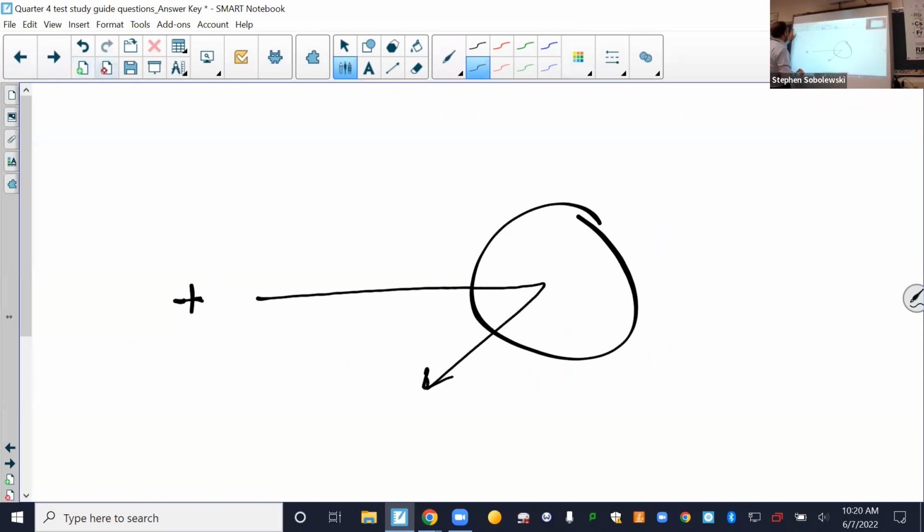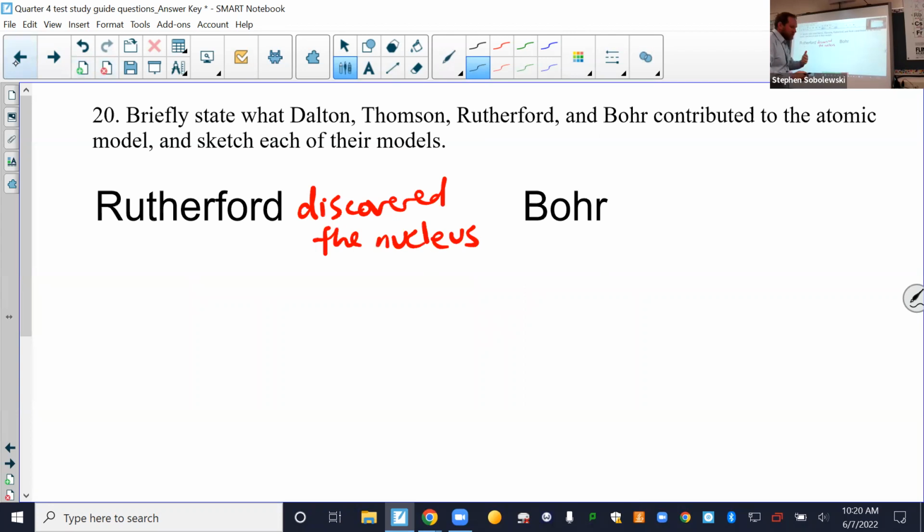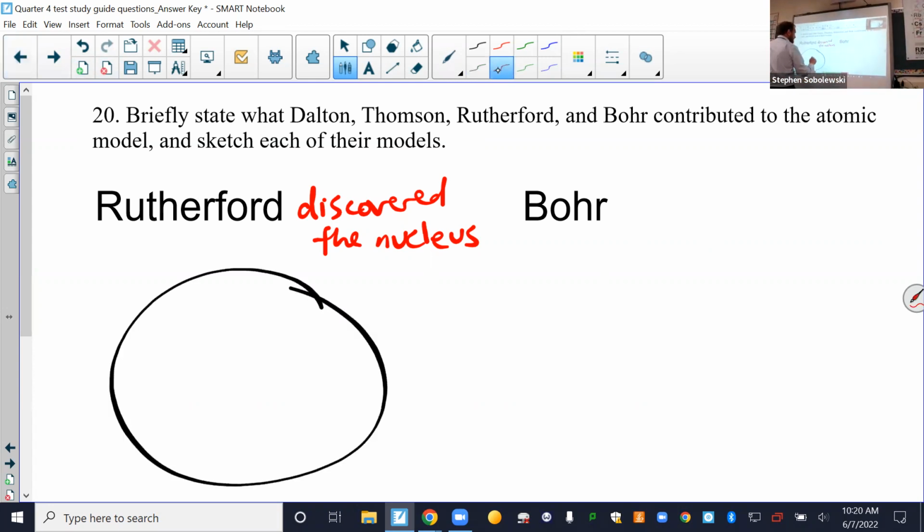So what did he discover? Well, he realized that the positive charge must not be evenly distributed through the atom like Thomson thought. Instead, the positive charge must be extremely concentrated right in the middle of the atom. And that's what we now call the nucleus. So in the Rutherford model, we now have a teeny tiny positively charged nucleus in the middle of the atom. Now, he knew they still had electrons. Thomson wasn't wrong about that.